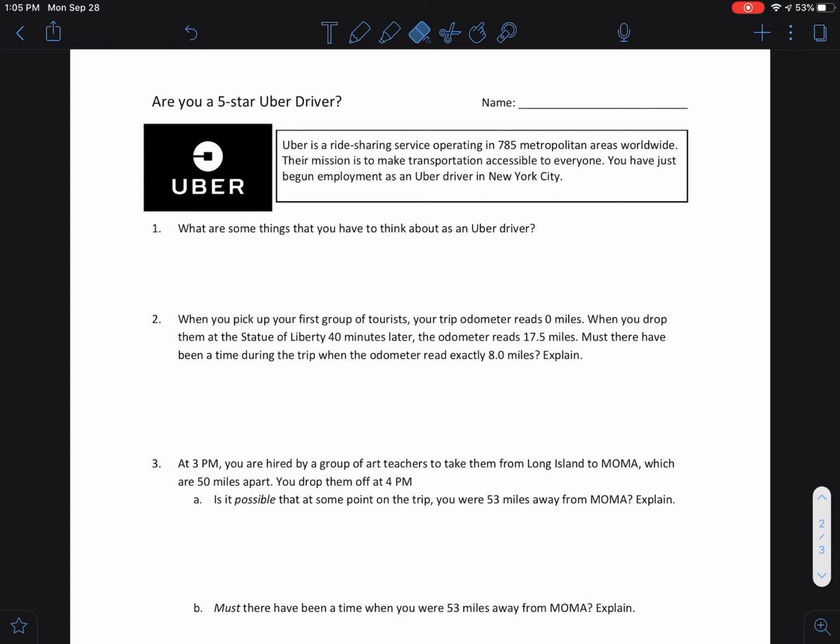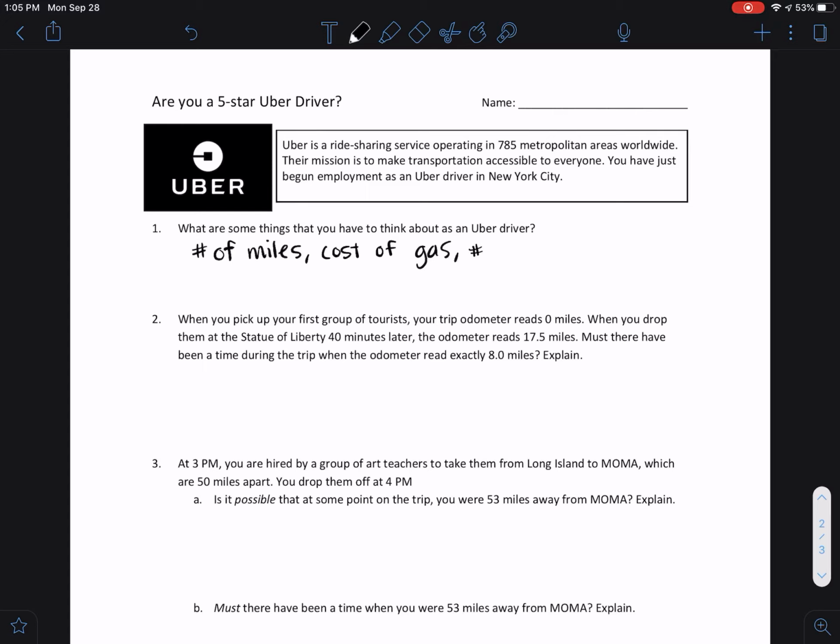So hopefully you guys went through and read all the questions. So let's talk about these ideas. Hopefully all of you guys know what Uber is, or you've used Uber before. But some things that you have to think about as an Uber driver. So if I was an Uber driver, the first thing I would think about is the number of miles I have to travel, right? That's super important. The number of miles I'm taking somebody. I'd have to think about the cost of gas.